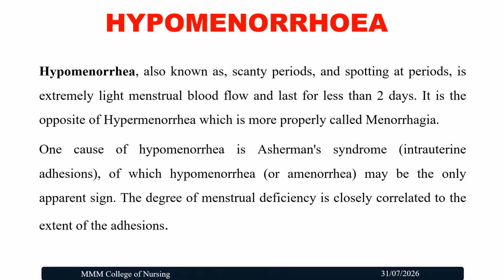Hypomenorrhea, also known as scanty periods and spotting at periods, is extremely light menstrual blood flow that lasts for less than 2 days. It is the opposite of hypermenorrhea, which is more properly called menorrhagia. The cause for hypomenorrhea is Asherman syndrome, intrauterine adhesions, of which hypomenorrhea or amenorrhea may be the only apparent sign. The degree of menstrual deficiency is closely correlated to the extent of adhesions.